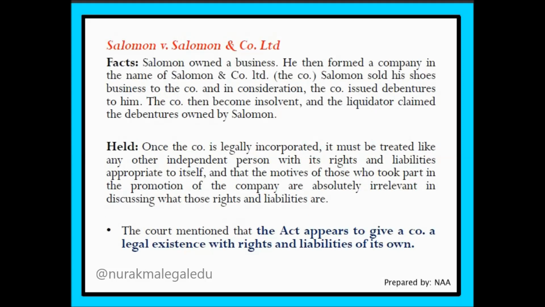Now we're going to look into the precedent case. It's a very old English case, very important as well. So we look into the facts. Solomon owned a business, a shoe business. He then formed a company in the name of Solomon and Company Limited. Solomon sold his shoe business to the company, and in consideration the company would issue debentures to him. Debentures, it's a sort of bond.